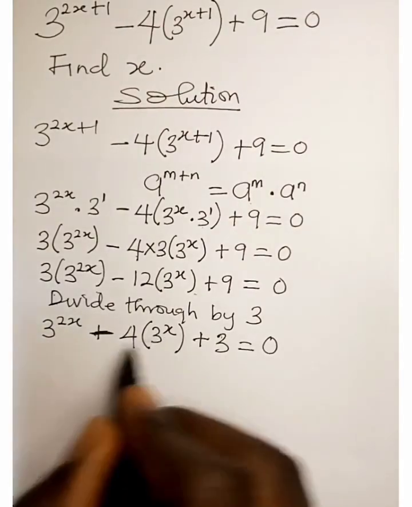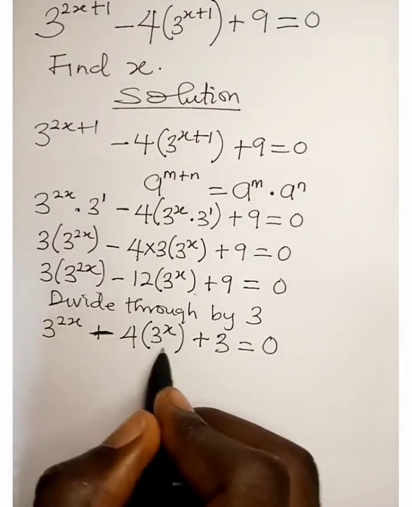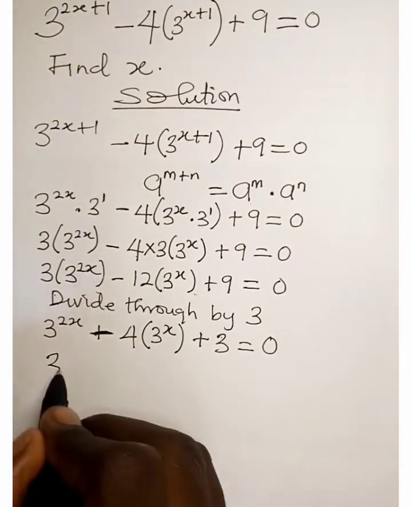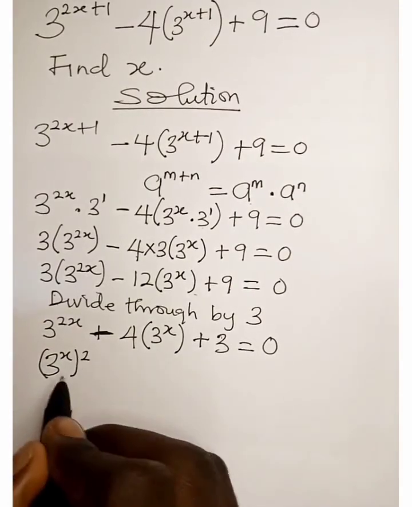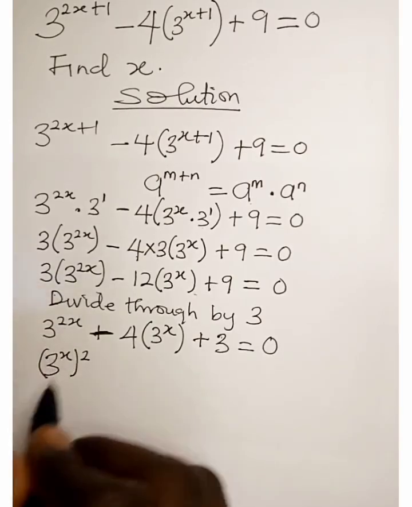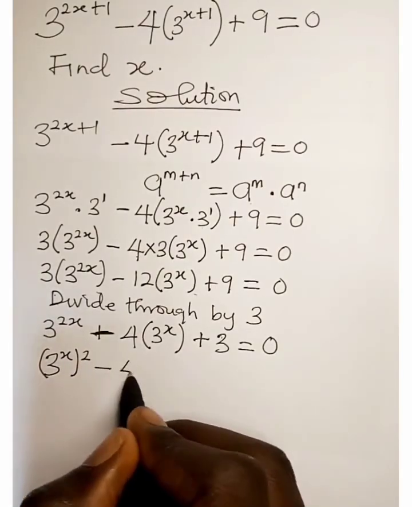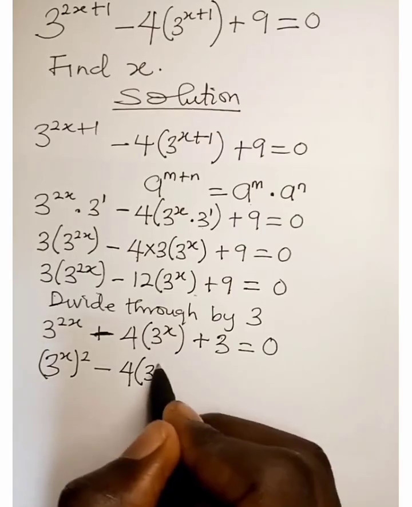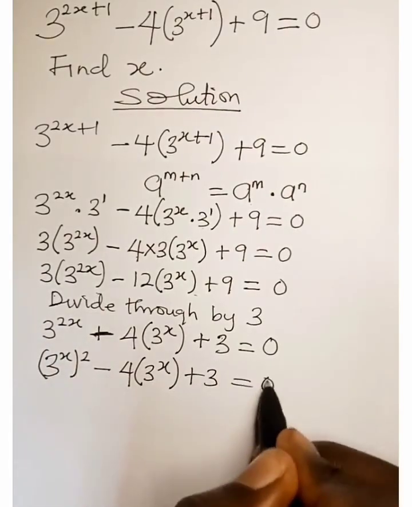Then the next thing we can do here, if you look at this expression, this term is 3 raised to power 2x. It's possible for us to also express this in the same way. So that means I can write this to be (3 raised to power x) squared, and I have something like this. This does not mean it has changed. It's the same thing. I've not done anything. So we have minus 4 into 3 raised to power x, then plus 3 equal to 0.